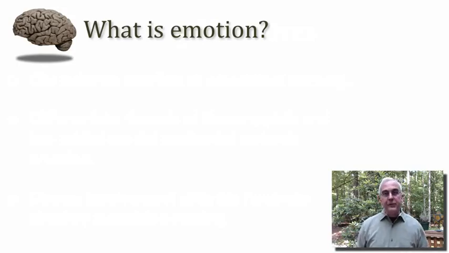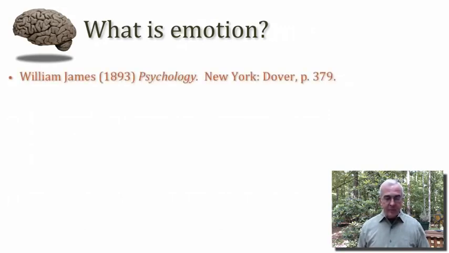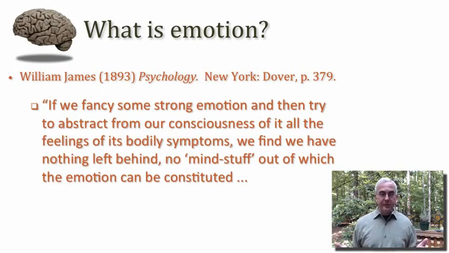But let's appeal to some thoughts from really one of the founding fathers of biological psychiatry, William James. What did James have to say about emotion? Well, more than a century ago now, James described it this way. He said, if we fancy some strong emotion and then try to abstract from our consciousness of it all the feelings of its bodily symptoms, we find that we have nothing left behind, no mind stuff out of which the emotion can be constituted.